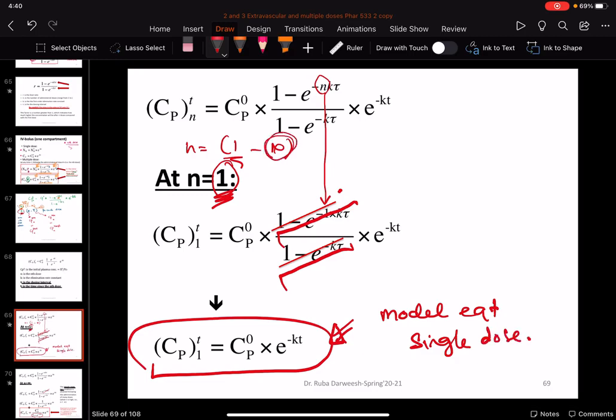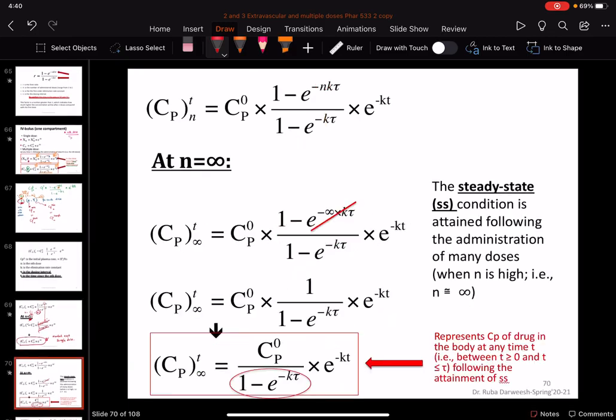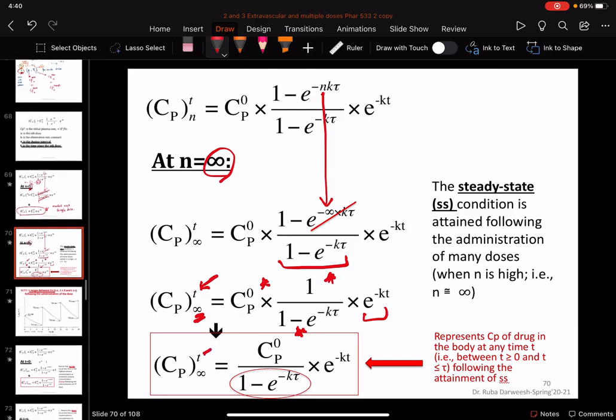When n equals infinity, and notice that we didn't change anything related to the time. So when n equals infinity, which means that I need to substitute n with infinity, right? So this would be 0. Then the concentration at infinity, at a certain time, would be CB naught multiplied by 1 over the term that we have here and the last exponent term, okay? This is whatsoever the time that we have.